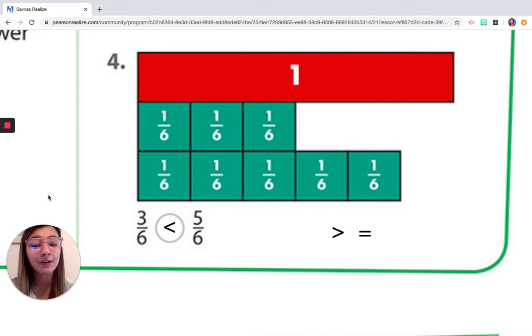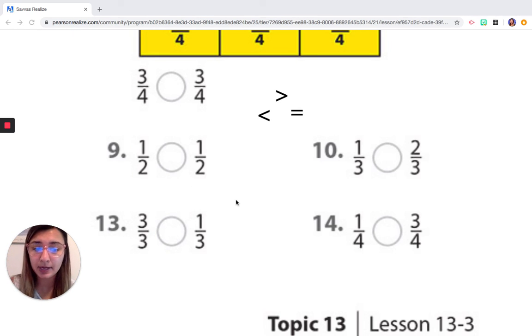I am getting tongue-tied. So I'm going to go down and show you one more example, and then I'll leave you to do the quick check. All right, so I'm going to look at example number 9 and 10. Super easy, number 9. I have 1/2 and 1/2. If they are exactly the same, I'm just going to take my equal sign. 1/2 is equal to 1/2. Then I'm going to look at number 10. I have 1/3 and 2/3. Because my denominator is the same, I can just look at the numerator, and I know that 1 is less than 2, so I'm going to say that 1/3 is less than 2/3.